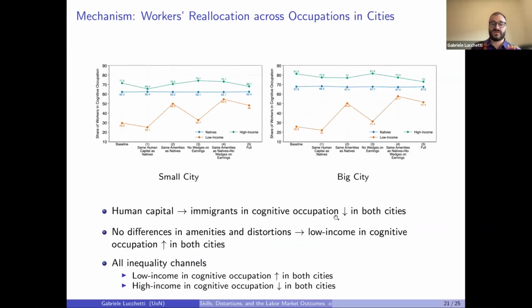So, reallocation across occupations within cities. In the case of human capital, immigrants in cognitive occupations, in this case the first column, let's call it column 1. The share of immigrants in cognitive occupations will decrease in both cities. Whereas in the case where there are no differences in amenities and distortions, immigrants from low-income countries are going to choose more. The share of immigrants from low-income countries is going to increase in cognitive occupations in both cities.